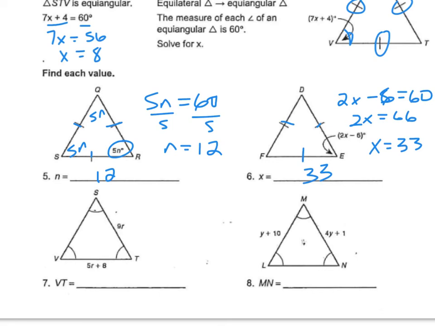Now 7 and 8 are a little bit different. Instead of telling me the sides are congruent, it tells me my angles are congruent. But remember, if my angles are congruent, that means my sides are congruent. So what does congruent mean? It means that their measures are equal, so I can set them equal to each other and solve. So minus the 5r and divide by 2.